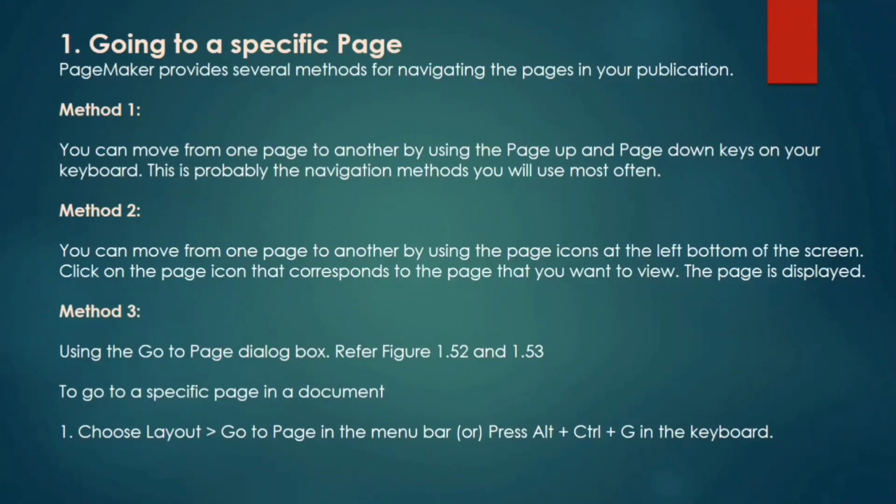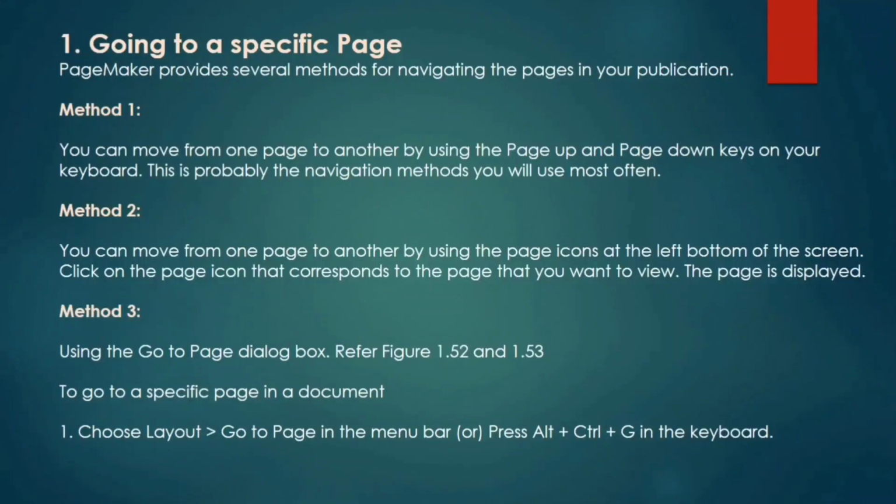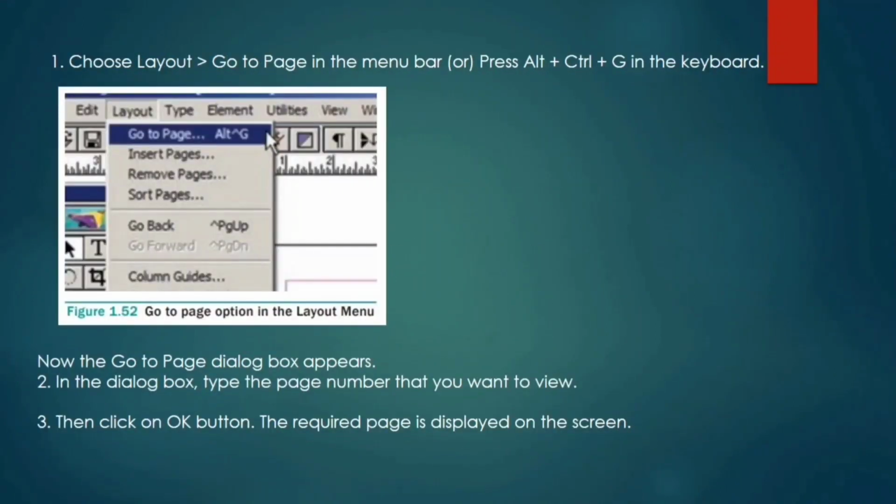Method 3. Using the Go to Page dialog box, refer figure 1.52. To go to a specific page in a document, choose Layout, Go to Page in the menu bar, or press Alt plus Ctrl plus G on the keyboard. Now the Go to Page dialog box appears. In the dialog box, type the page number that you want to view. Then click on OK button. The required page is displayed on the screen.